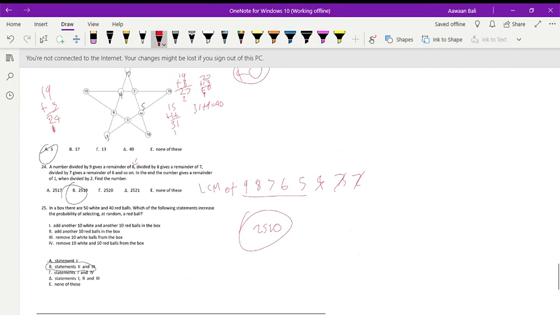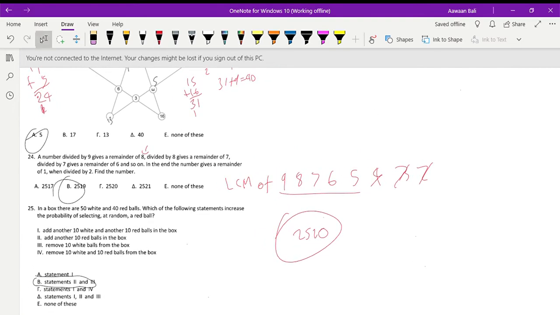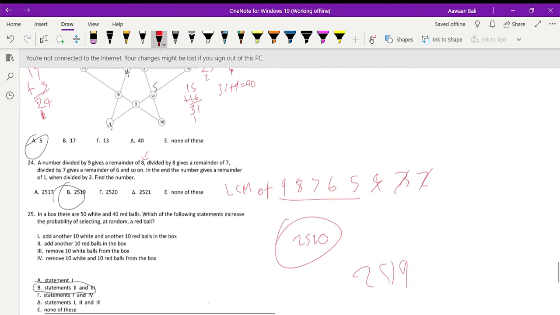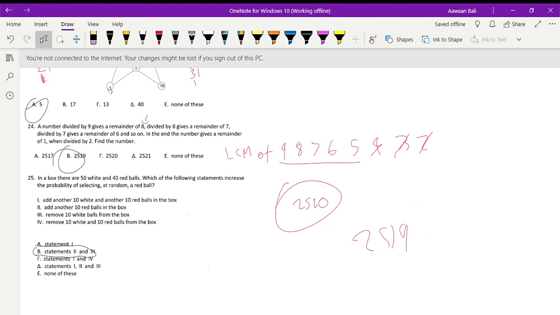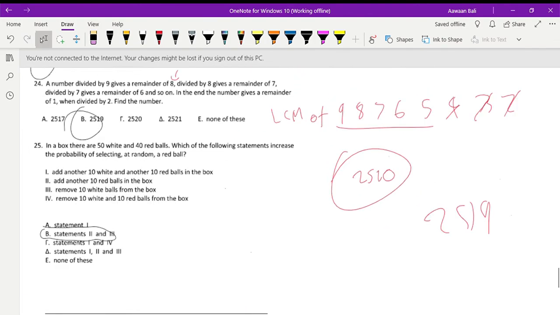Because it says a number divided by 9 gives a remainder 8, divided by 8 gives a remainder 7, which means that if you minus it by 1, you have 2519. And that means that you will always be one number close to the next one, but the remainder is basically how much more you will need to get to that number. So once you minus by 1, there'll be a remainder of 8, a remainder of 7, a remainder of 6. So therefore the answer is beta, 2519.